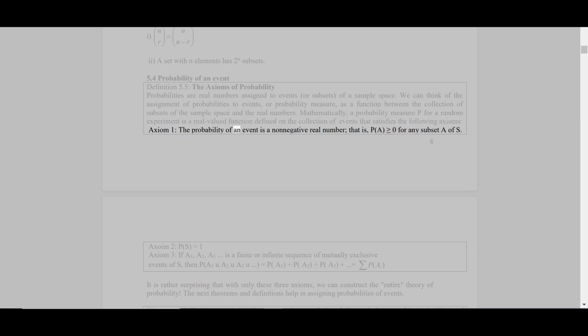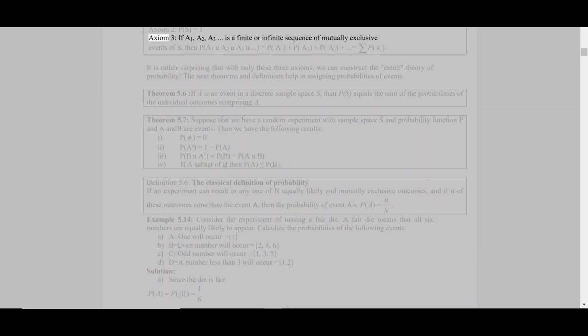Axiom 1. The probability of an event is a non-negative real number, that is, P(A) is greater than or equal to 0 for any subset A of S. Axiom 2. P(S) equals 1. Axiom 3, if A1, A2, A3, and so on is a finite or infinite sequence of mutually exclusive events of S, then P(A1 U A2 U A3 U ...) equals P(A1) plus P(A2) plus P(A3) plus ... It is rather surprising that with only these three axioms, we can construct the entire theory of probability.